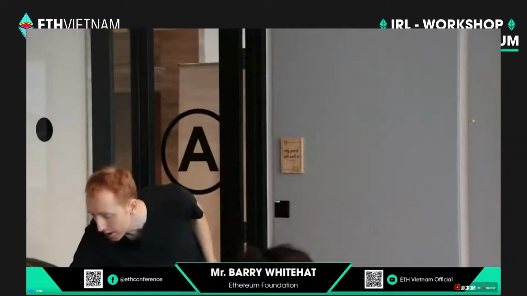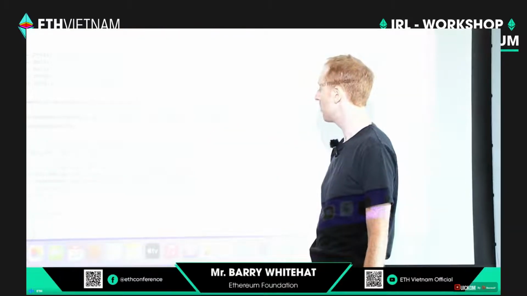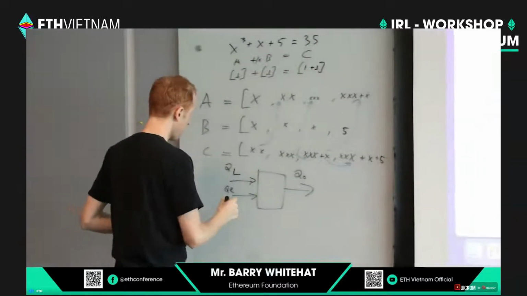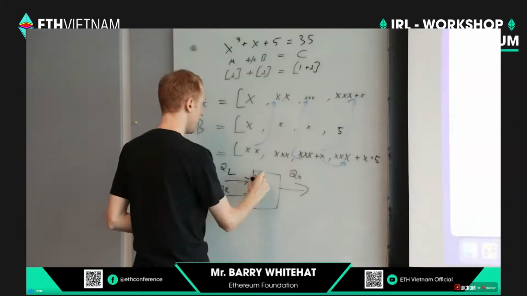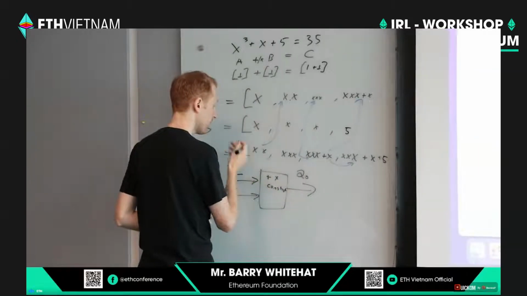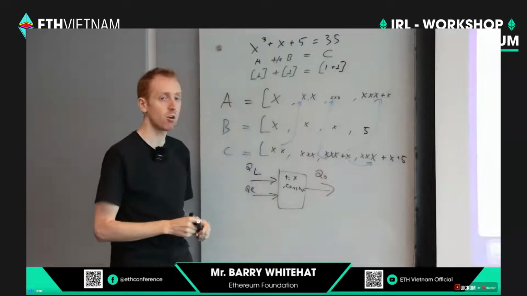So let's have a look at our equation again. Here's our equation. QL, QR, QO, QM and QC. What's QC? QC is our constant. Inside here we're doing plus, we're doing multiply, we're doing constant. So sometimes we want to do a plus, sometimes we want to do a multiply, and sometimes we want to do a constant. So how can we define this?